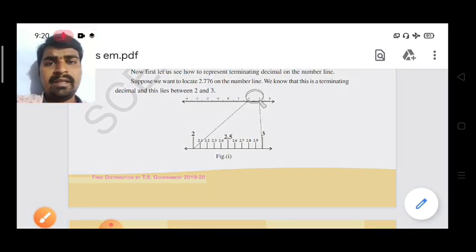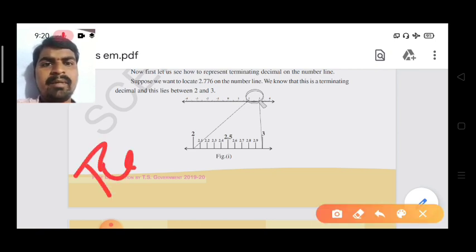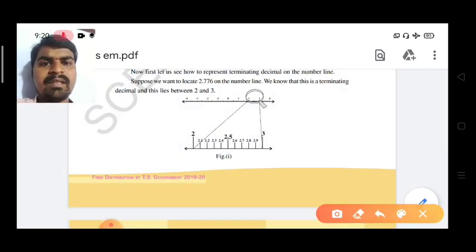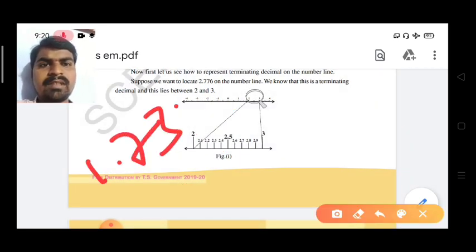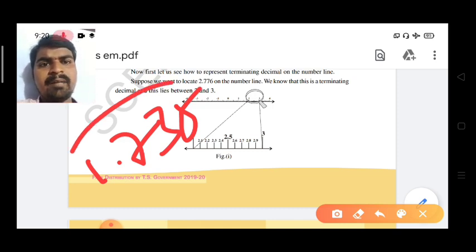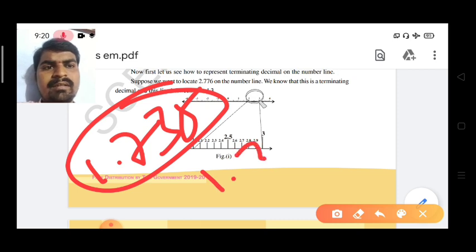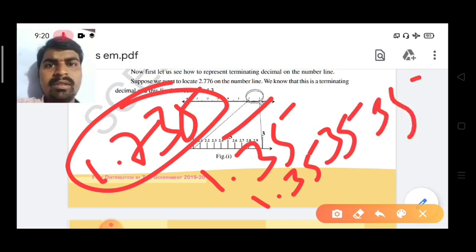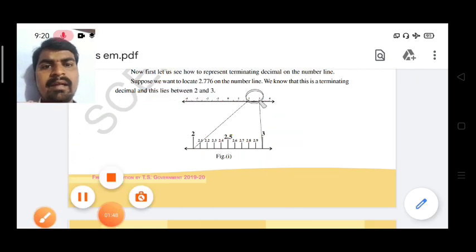You know very well that in this topic we are discussing rational numbers only. Rational numbers are of two kinds: terminating decimals and non-terminating decimals. A terminating decimal, for example, is 1.735. Here the digits after the decimal end, so it is a terminating decimal. For example, 1.35 bar: you observe it does not end but repeats, so it is a non-terminating repeating decimal. So these types of numbers we are going to represent on the number line.